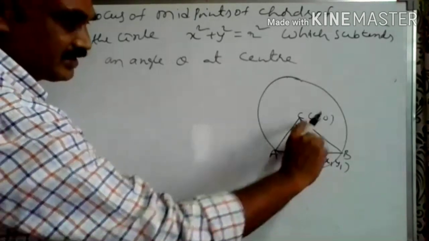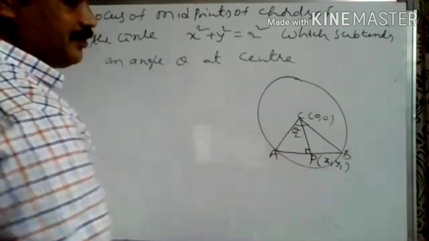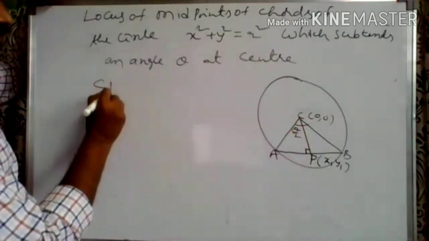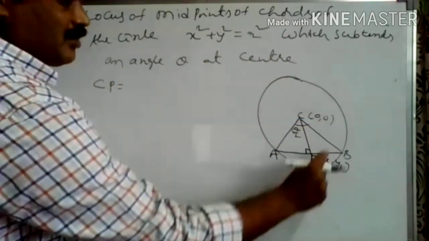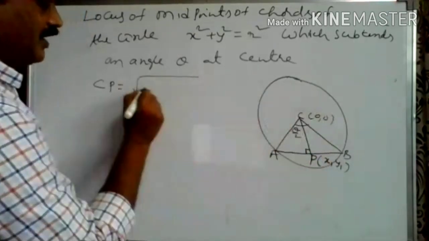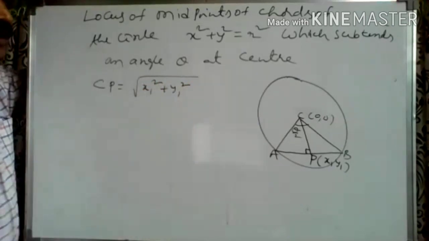Here, what is CP? First calculate CP. CP is equal to the distance between 0, 0 and P x1, y1, using the distance between 2 points formula: root of x1 minus 0 whole square plus y1 minus 0 whole square.